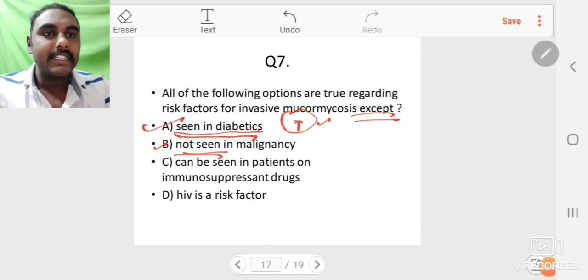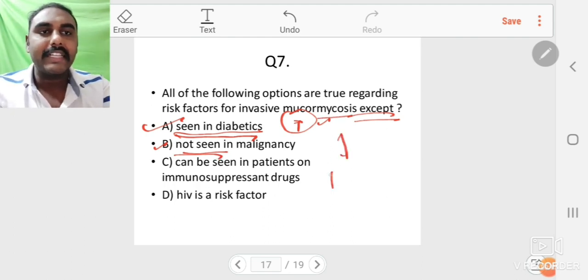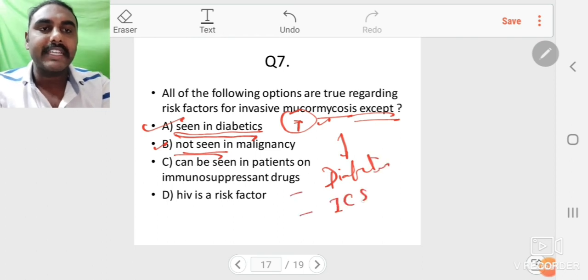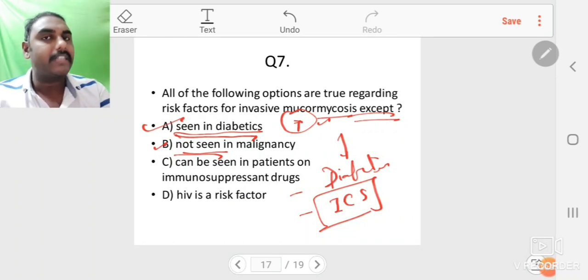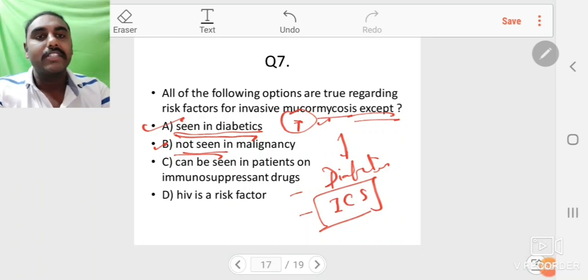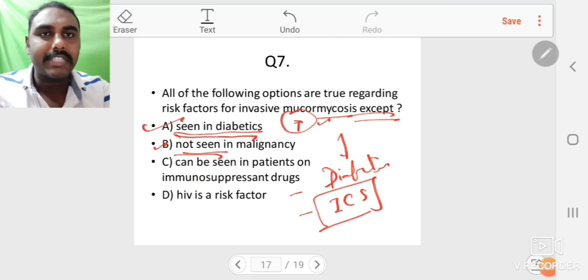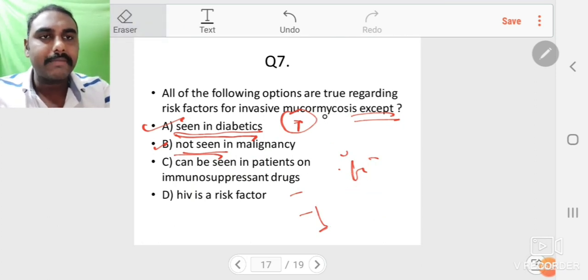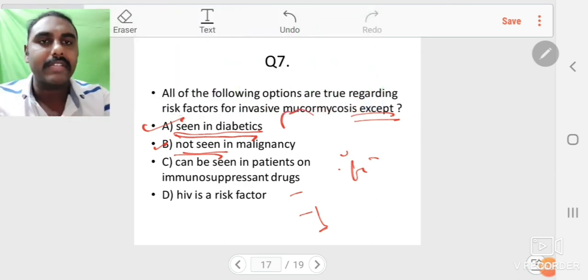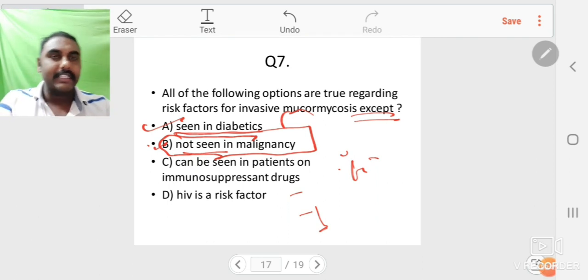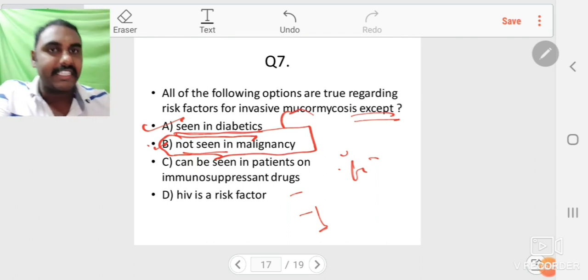What I discussed, mucormycosis is a condition which occurs in diabetics and immunocompromised states, that is the patients who are on immunosuppressive drugs, or those who are HIV patients or candidiasis, whatever. So not seen in malignancy, is this a true statement? Obviously this is not a true statement, right? So this is a false statement. So the answer is option B, it is not seen in malignancy. Mucormycosis is obviously seen in malignancy.